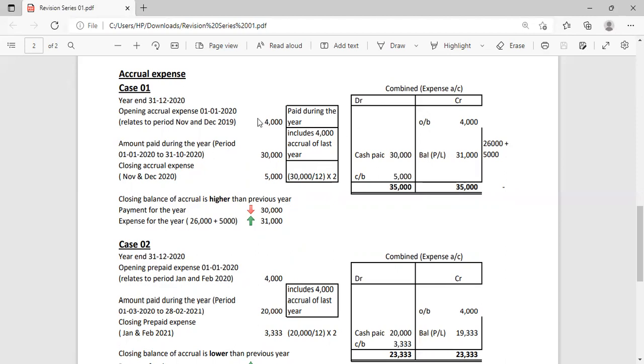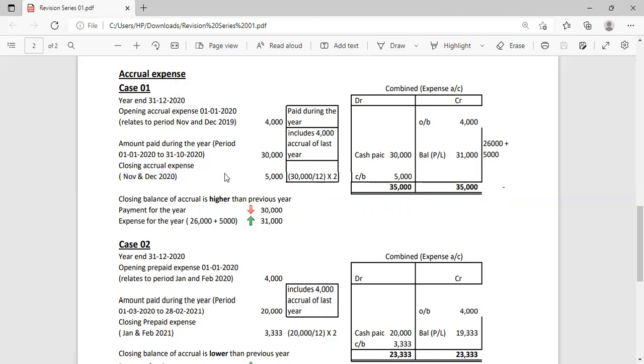Here, if the accrual balance of 4,000 is given, it means that this entry was recorded in the last year, but the payment will be made during the year, right? You can see the 4,000 opening balance is available, and you have paid 30,000 during the year. In this balance, 4,000 relates to the last year, which means that only 26,000 relates to the current year, so you will get the closing accrual balance by dividing 30,000 by 12 multiplied by 2. This period relates to next year.